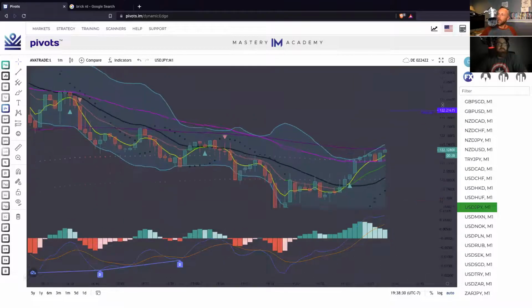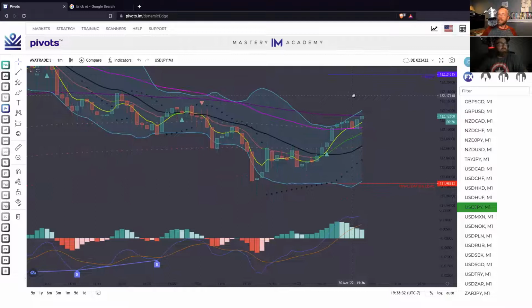Let's go. Oh, man, I should have stayed in it. In fact, what I normally would have done on this one, I was using a smaller lot size. What I normally would have done is actually taken partial profits at the top there and left part of my position still in. But I didn't do that on the demo account.